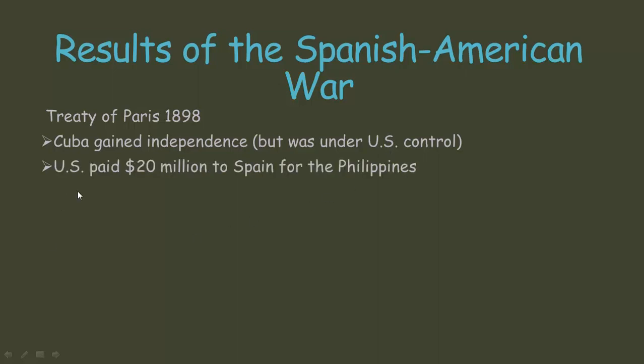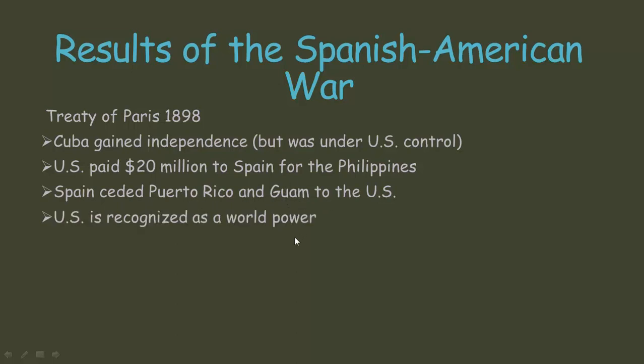The U.S. actually gives Spain $20 million so we can control the Philippines. Guerrilla war will ensue, and we will actually gain control of the Philippines. Spain ceded Puerto Rico and Guam to the United States. So ceded, if you forgot that term, they gave it up. Puerto Rico became an American protectorate. Guam became an American island where we built a naval base. And really, in the end, after the Spanish-American War, the United States is recognized as a true world power.